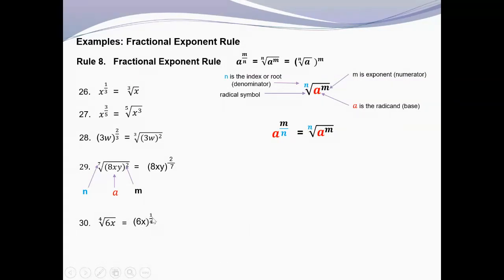Again, it'll be 6x to the 1/4 power. Here, guys, this is a common mistake the students make. They say that it's 6x to the 1/4 power, without parentheses. This is wrong, because the whole 6x has to be in parentheses, because the whole 6x is the radicand. So this is a common mistake that students make. They don't put it in parentheses. Please be careful.